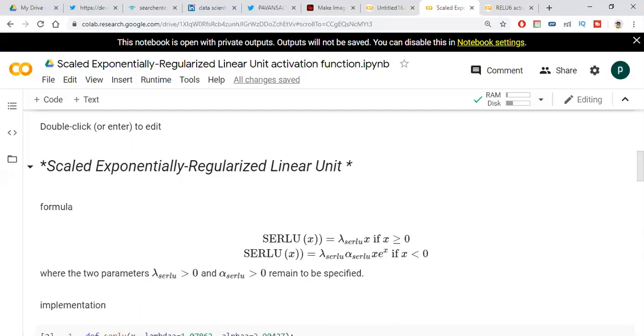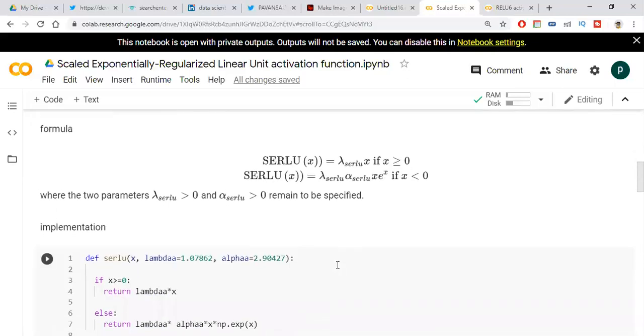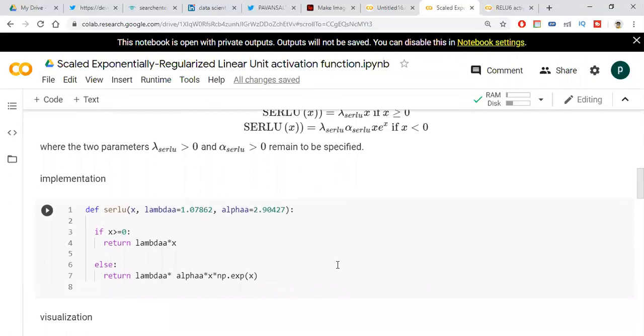So what are the advantages of SELU? It has the property of normalization and regularization. It doesn't have a dying problem like ReLU or Leaky ReLU. It learns faster and it is a smooth function. In this, lambda and alpha are greater than 0, for achieving zero mean and unit variance.